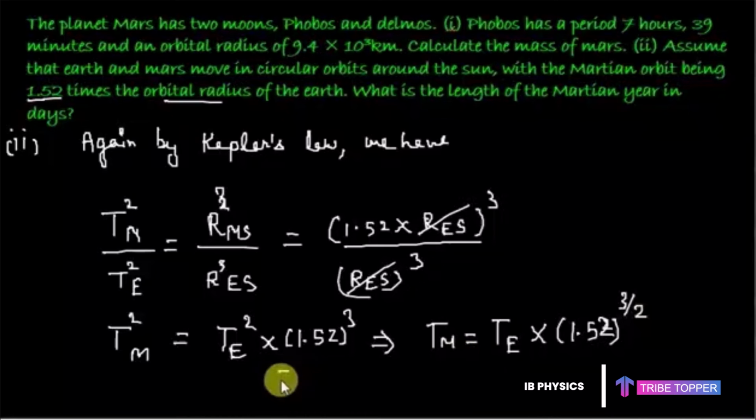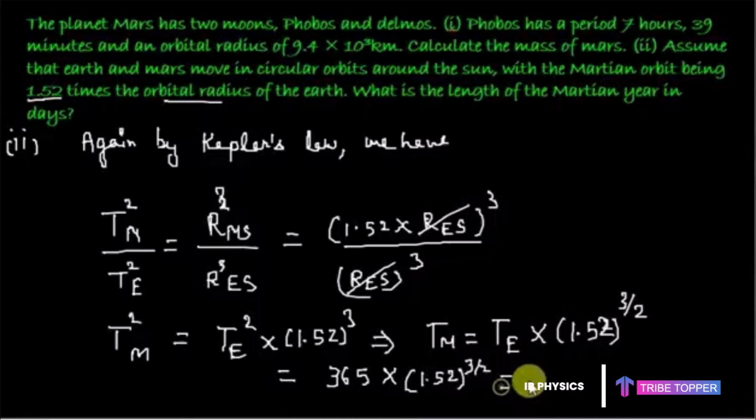So substituting the value of time period of Earth as 365 days, and that will be multiplied with the value of 1.52 raised to the power 3 by 2, and solving we get 684 days. Since the orbit of Mars is bigger than the orbit of Earth by 1.5 times, so we note that the time period is also much bigger. So it's 684 days. That's the length of the Martian year in days.